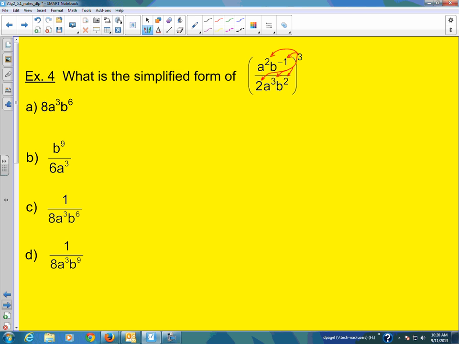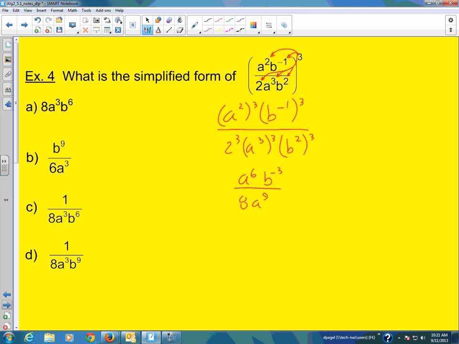So all of those are going to get raised. It now looks like a squared to the power of 3, b to the negative 1st to the power of 3. This just becomes a to the 6th, b to the negative 3rd, so I'm going to have some moving to do maybe. 2 to the 3rd is 8, a to the 9th, b to the 6th.